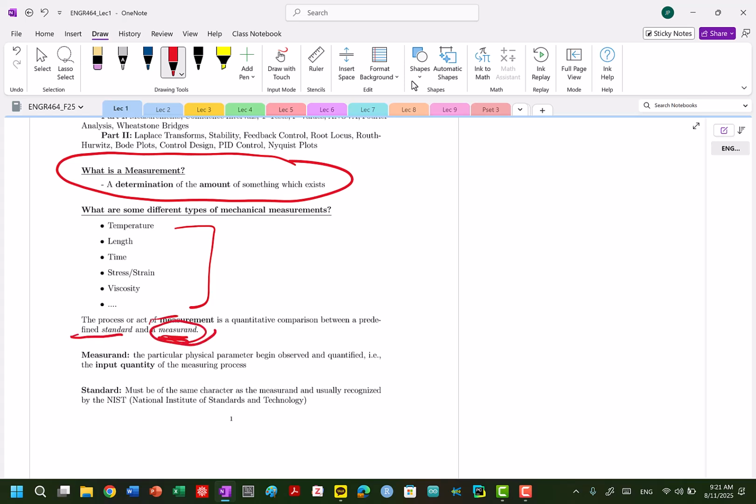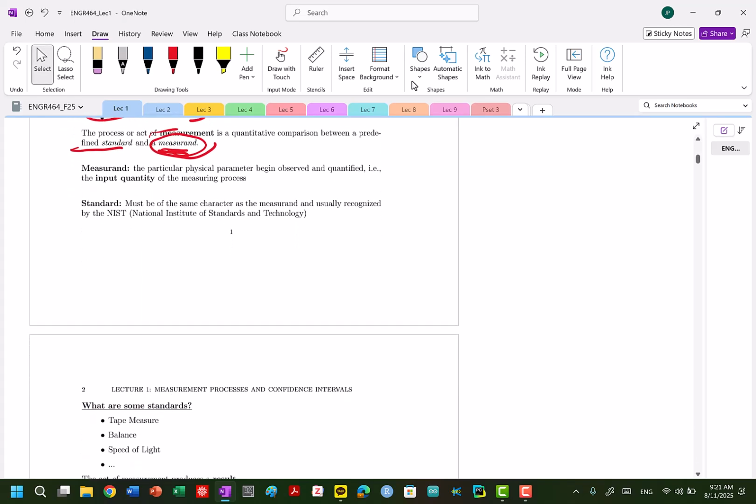This term measurand is something that I'm going to be saying and using a lot, and it's really, really, really important. Measurand is what we are trying to measure. These are measurements, but my measurand would be a temperature, a length, time, etc.